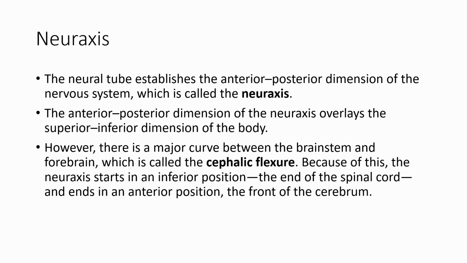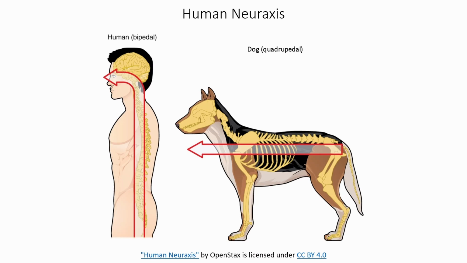But there's this weird curve that occurs between the brainstem and the forebrain. It's called the cephalic flexure. And so this is the weird part. The neuraxis will start in an inferior position, the end of the spinal cord, but it'll end in the anterior position, which is the front of the cerebrum. Right, but this is what we're doing here, we're developing a top, a bottom, a front, and a back. That's what we're doing with the human neuraxis, right? Top, bottom, front, back.